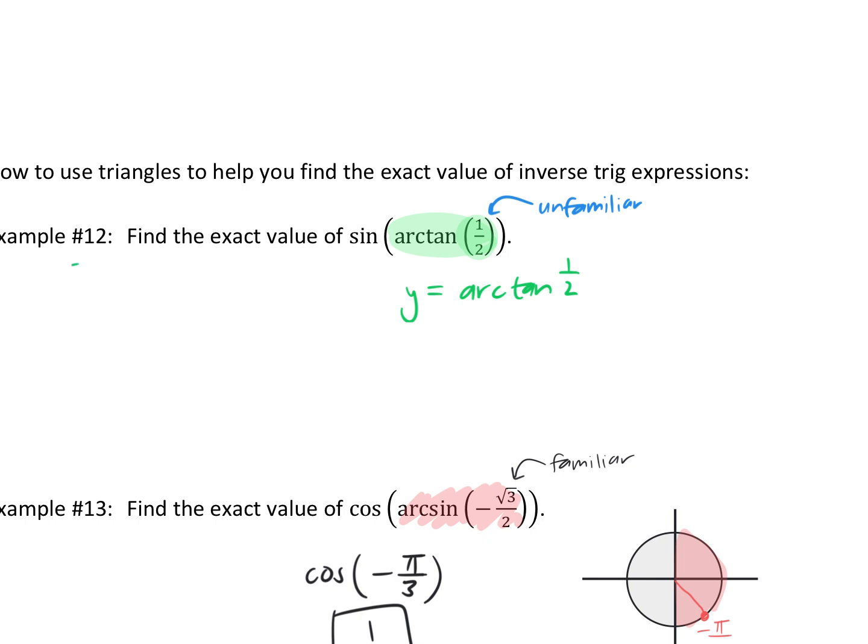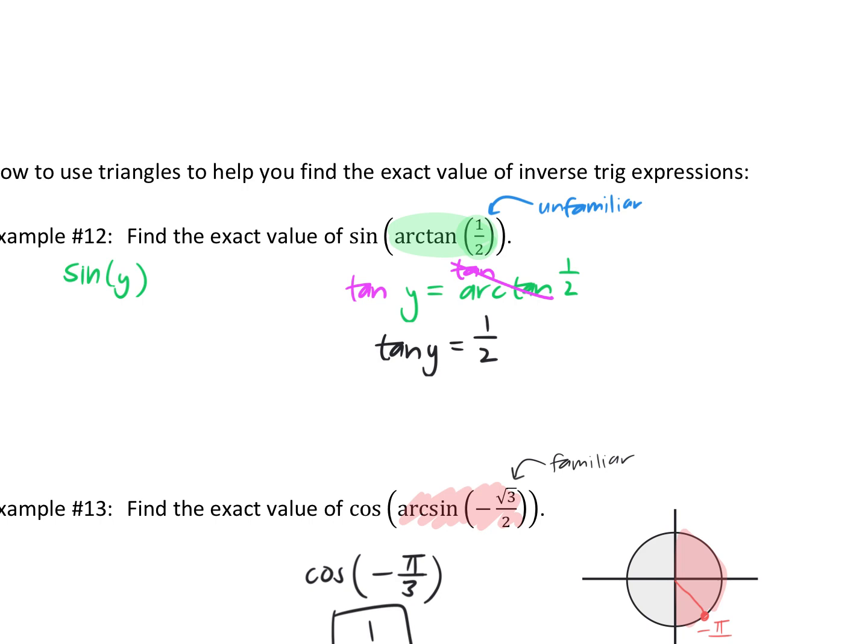So now technically I have sine of y, right? But let's just solve this. How could I get rid of an arctan? Tan on both sides, right? If I take the trig function tan and apply it to both sides, I'm going to have tangent of y, tangent of arctan, that goes away. And now I just have tangent of y is equal to 1/2.